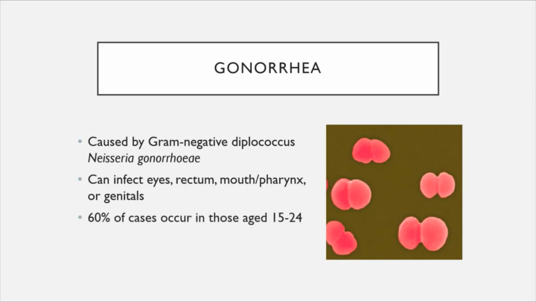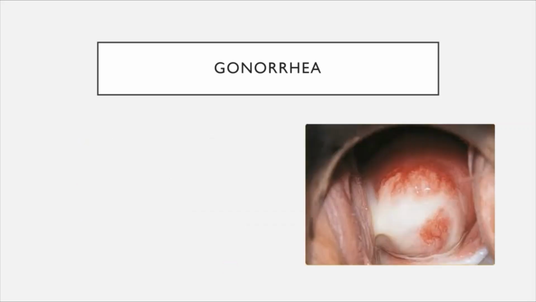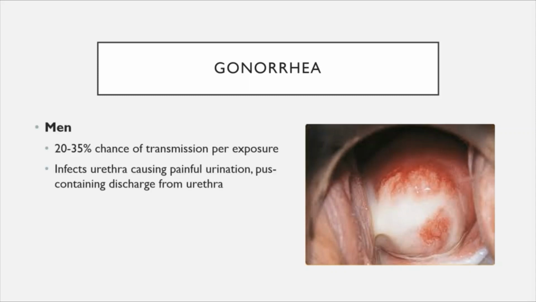60% of cases of gonorrhea occur in individuals who are aged between 15 and 24, so it's a disease that is mostly transmitted among young people. It also manifests differently in men as compared to women from a variety of different standpoints and metrics. Men have a 20 to 35% chance of catching the pathogen per exposure, I should say. And it infects in men the urethra, resulting in painful urination and discharge from the urethra that contains pus.